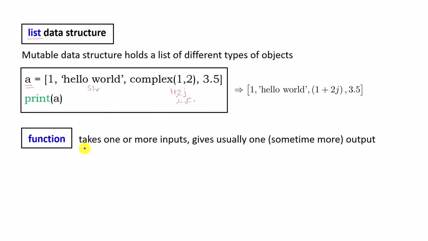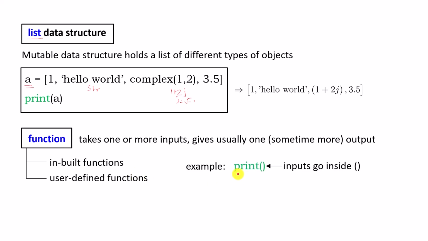In the last lecture, we talked about a function that takes one or more inputs and usually gives at least one, sometimes more, outputs. And we have seen the inbuilt function print. Functions can be inbuilt, and functions can be user defined as well. We can make our own function, and we obviously have to make our own functions very often in scientific computing. You have seen the print function, where the input goes inside the brackets, and whatever the input is, it writes it on the screen.